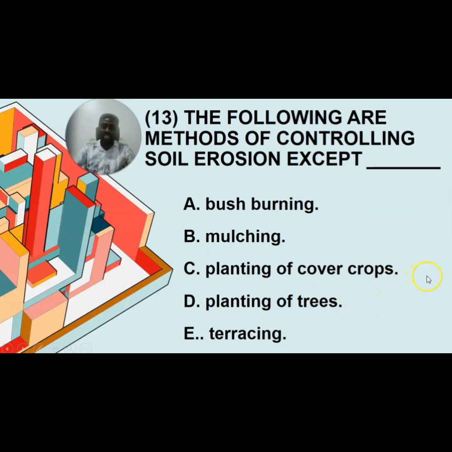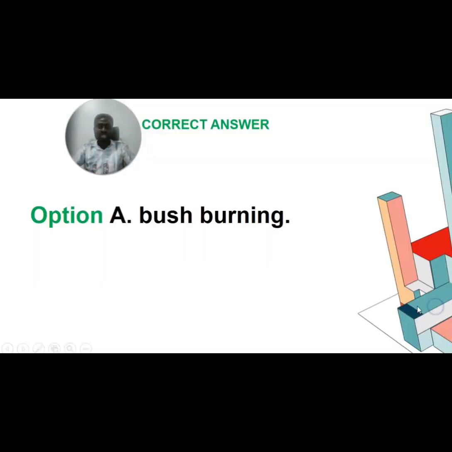You can also find that topic in agricultural science, and you can do an extensive study to understand what terracing means. But simply, it is digging the ground in order to carry out plantation, but in a staircase manner, like step by step. Okay, the correct answer is A, bush burning, as you can see.